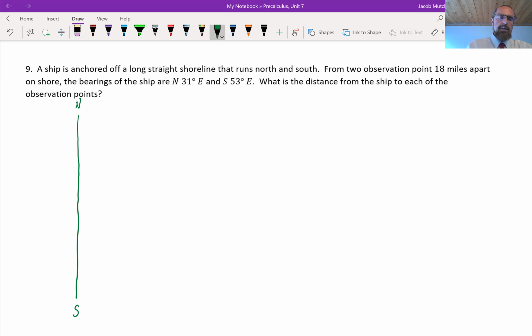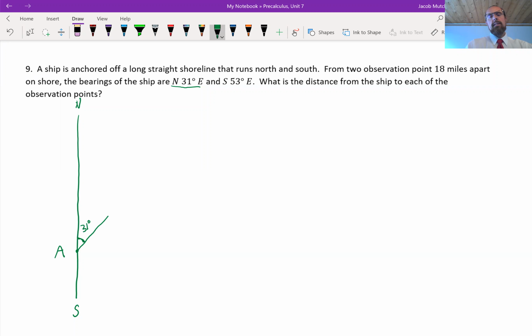So let's place one of these observation points. And we'll just start with this lower one. Let's call that observation A. So the ship is on a bearing of north 31 degrees east from this one. So north is the upward direction and east is to the right. And so I'm going to give about 31 degrees there as my bearing from this observation point out to the ship.